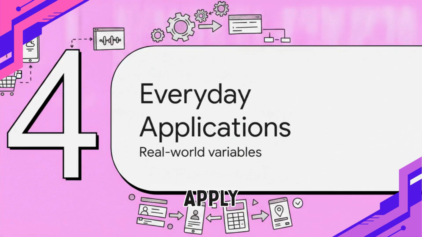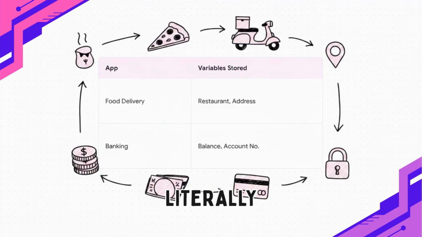Let's take this theory and apply it to the real world in Section 4, variables in everyday apps. Literally every app on your phone uses thousands of variables behind the scenes. Think about a food delivery app. To make that seamless experience happen, the app is constantly managing variables like restaurant, delivery address, current location, order status, and estimated arrival time. Or think about your banking app. It relies entirely on variables to store your balance, account number, transfer amount, and transaction status. If those labeled boxes didn't exist, the bank wouldn't even know whose money it was holding, and you certainly wouldn't want them just guessing your balance, right?